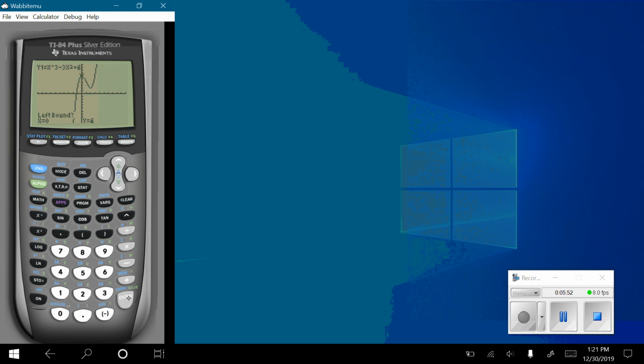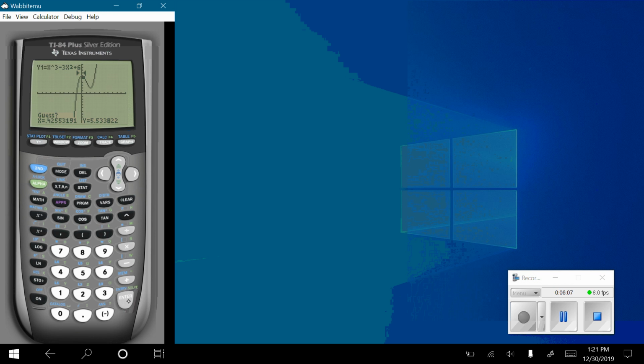We're trying to find that maximum there, but we can't quite guess it. So it says, hey, go a little bit to the left of that maximum. That's why it's saying left bound. I'm going to hit enter. Now it says right bound. I'm going to go a little bit to the right of where that maximum is. I'm going to hit enter.